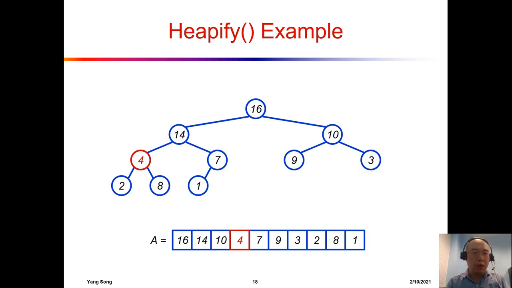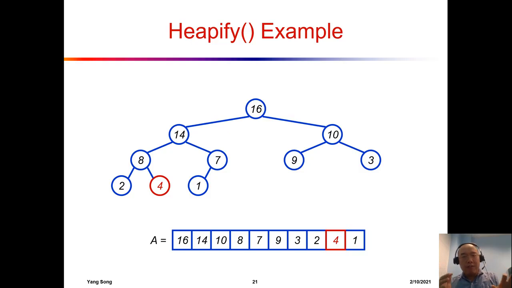So what do we do? Well, what is the largest value among the 4 and the 2 children? So 2, 4, and 8. The largest value is 8, so we do another swap. After we do another swap, 4 is already a leaf. No left child, no right child. So, okay, 4, you stay here and you are finally at the right location.